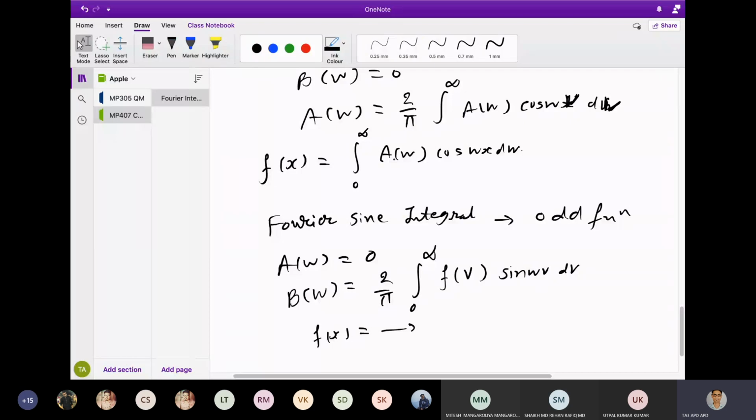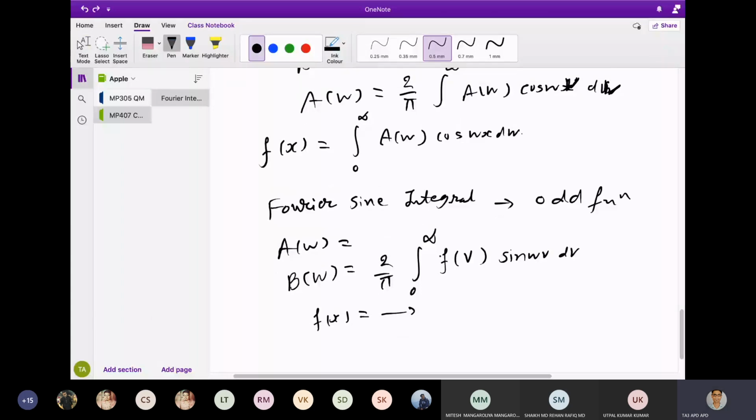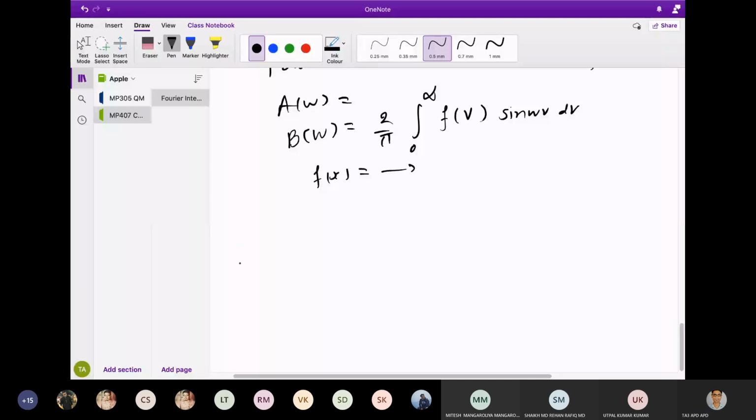So we can take one example. Let us just take one example. We will not complete the example, we will just finish half of it, and maybe the rest of it we'll do tomorrow. The example we have is the function exponential e to the power minus kx, where x is greater than 0 and k is greater than 0. The question is that we have to find the Fourier cosine integral and Fourier sine integral for this function.